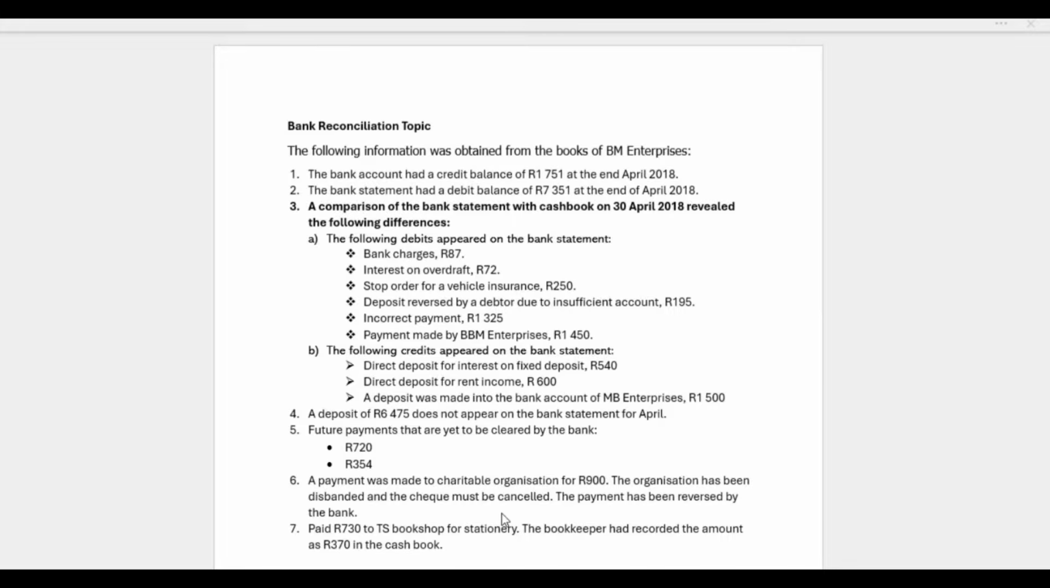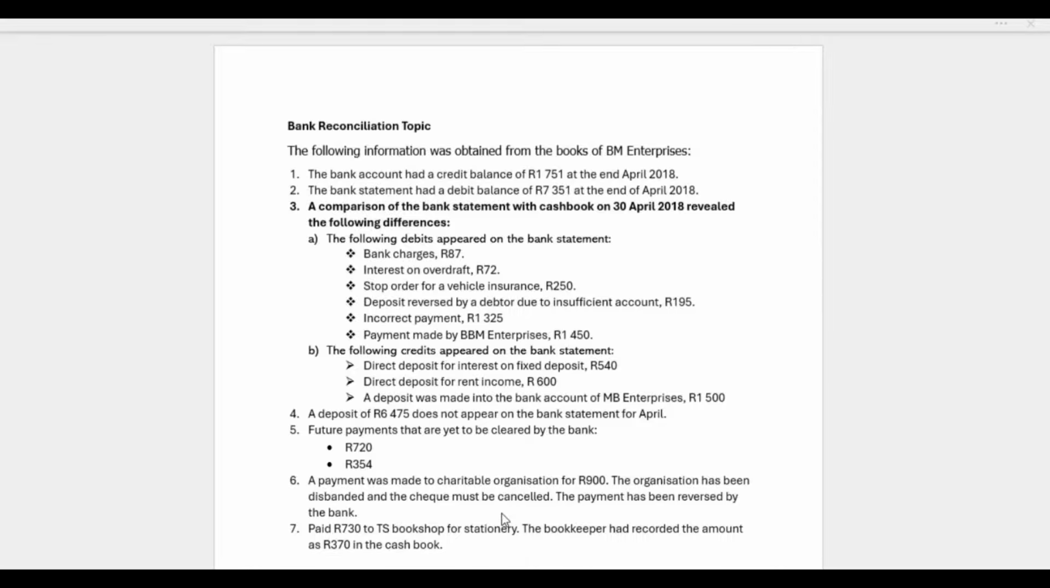Today, I'll be presenting to you, or helping you, on how to prepare a bank reconciliation statement. I'll be dealing with the bank reconciliation topic. For you to understand this topic, we have to understand that bank reconciliation reconciles the records of the business and those of the bank.